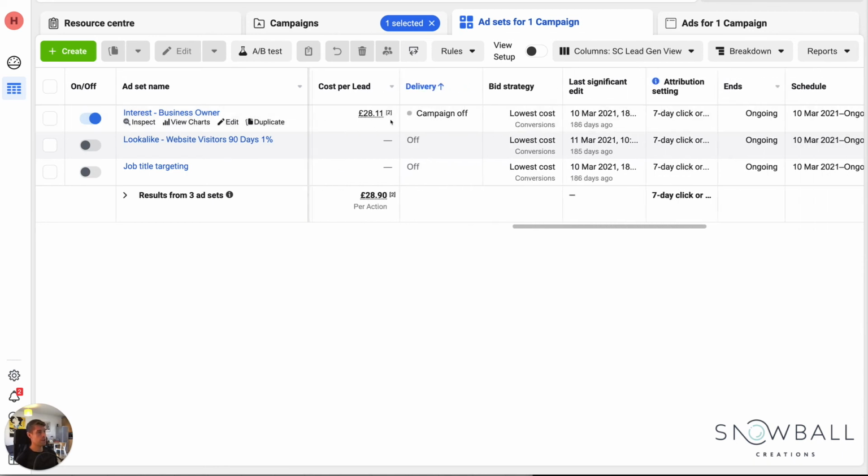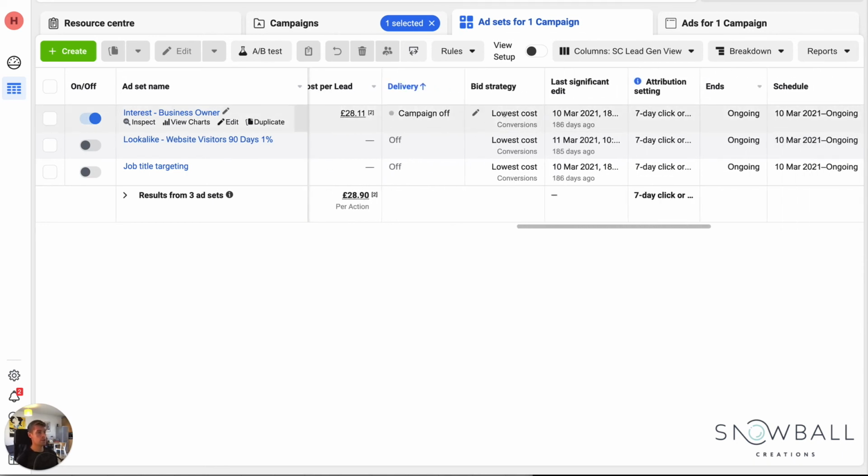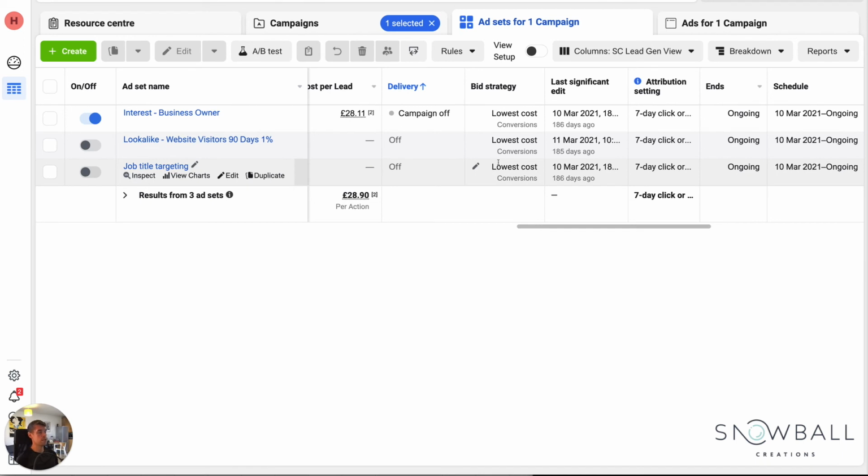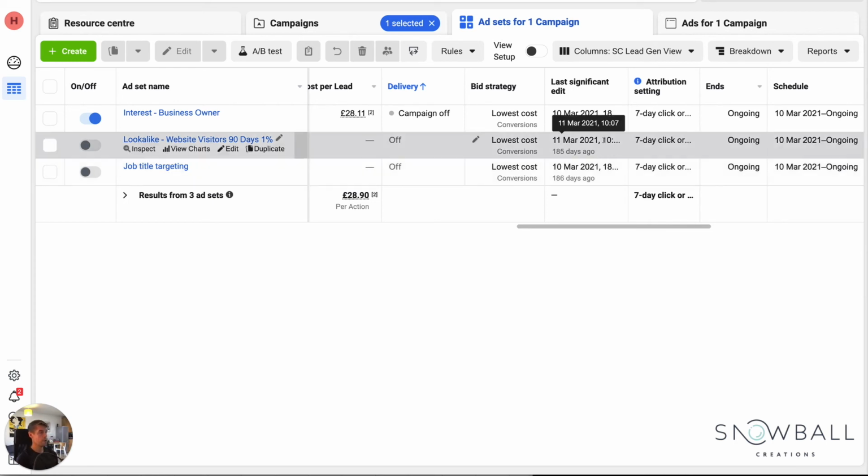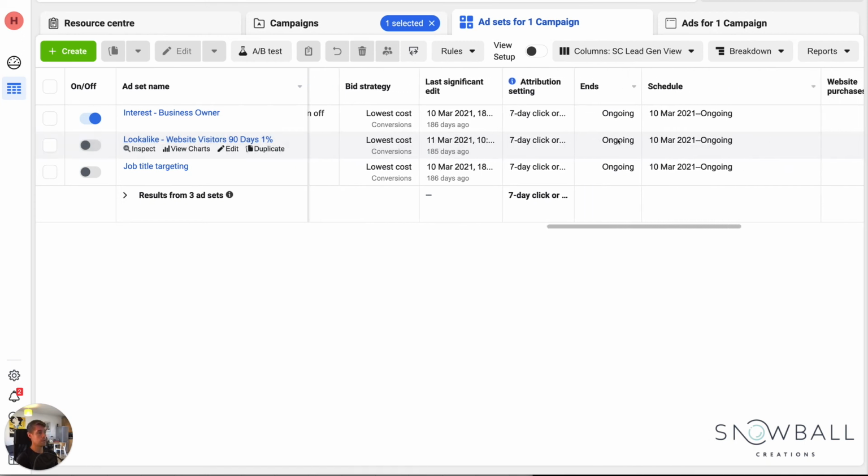There are a bunch of others which I don't really care about as much. So the bid strategy, generally I set it as this. You might want to put that up near the start if you're testing that. So for example, maybe you want to be testing, instead of conversions into lead, you might change it to clicks if you've got a very low number of leads. So you might want to go up in the funnel in terms of what you're optimizing for. Last significant edit, that might be nice to have up near the front. It's up to you really.